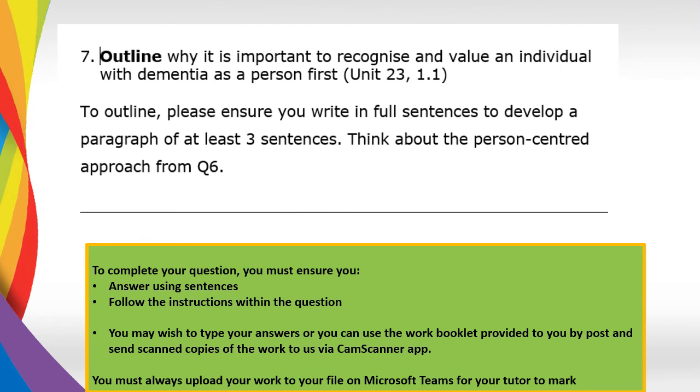For question 7, I would like you to outline why it is important to recognise and value an individual with dementia as a person first. To outline, please make sure that you write in full sentences and develop a paragraph of at least 3 sentences. You can also think back to the person-centred approach that you did on question 6.